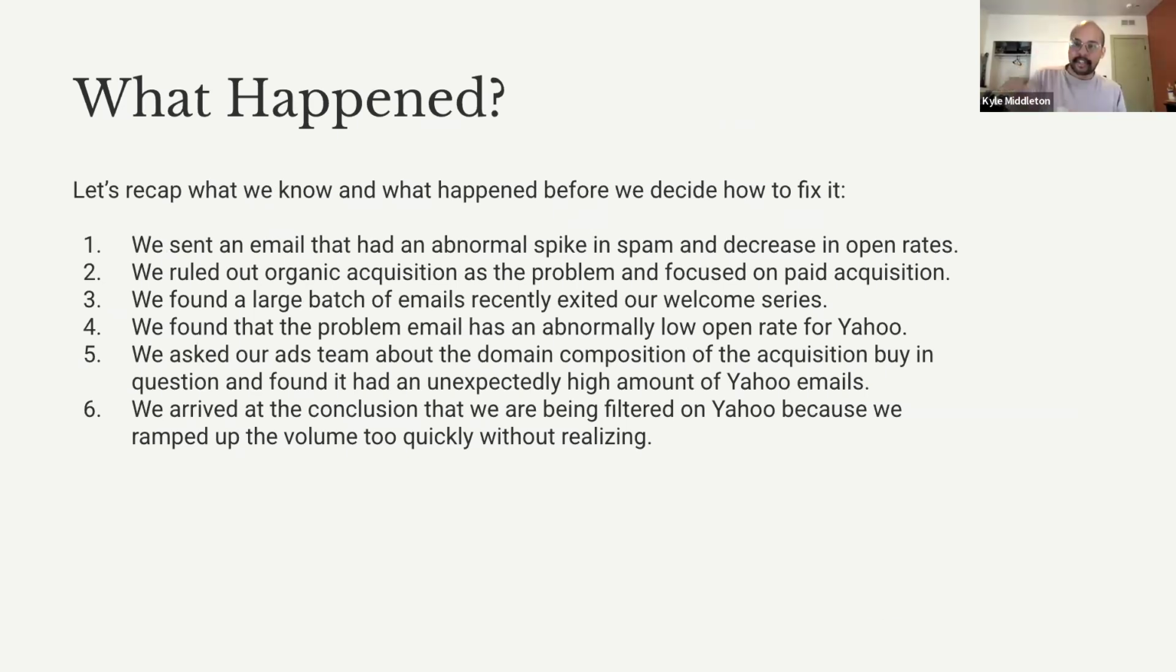So just to start off, we sent an email. It had a spike in spam and a decrease in open rates. We ruled out organic acquisition and we focused on paid acquisition. We found a large batch of emails that recently exited the welcome series. And we found that the problem email had an abnormally low open rate for Yahoo, which correlated with the high amount of Yahoo names that we just acquired. And we arrived at the conclusion that we're being filtered because we ramped up our volume too quickly without realizing it.